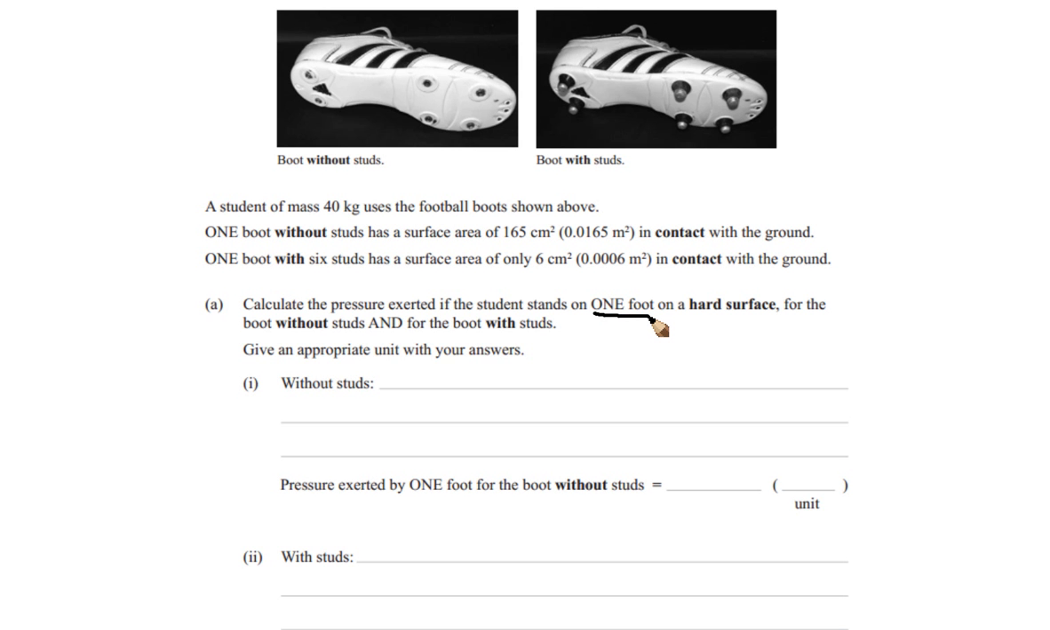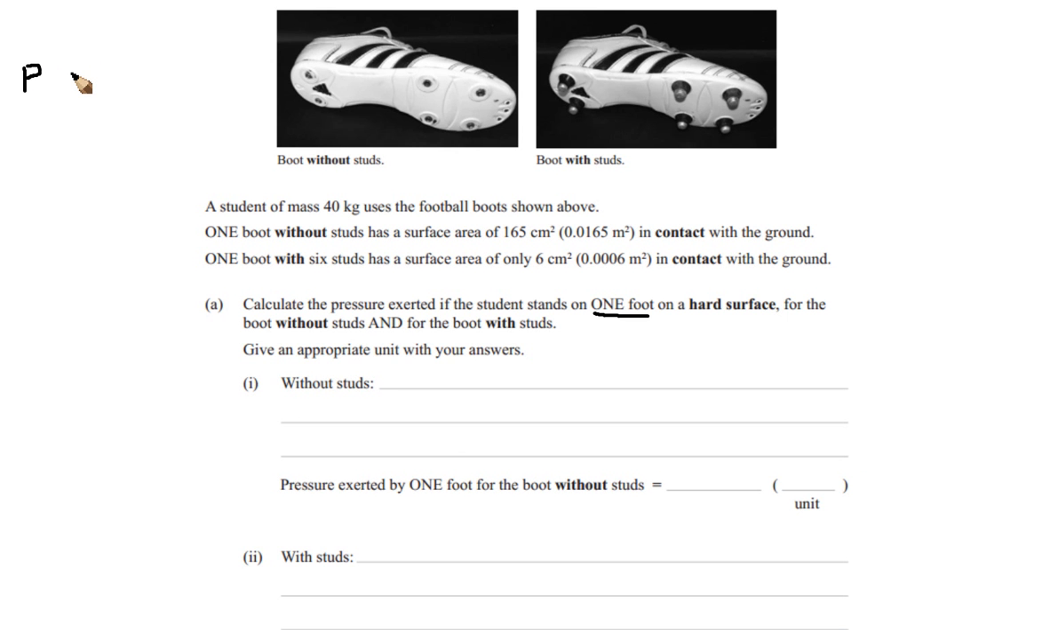Otherwise we'd have to double or factor in the fact that you'd normally be standing on 2 feet. On a hard surface for the boot with and without studs. So give an appropriate unit with your answers. So again, we can use our triangle here, which was pressure.